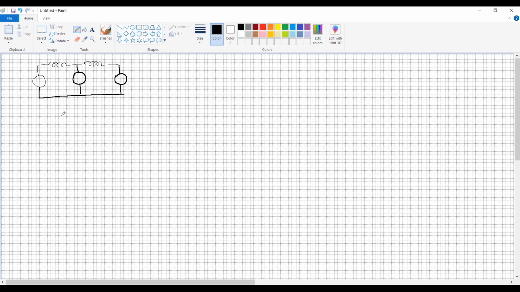By this, we found that without any compensation, the active power transferred by the two machine system is V squared upon X into sine delta. This is our P-delta curve. It will give the maximum power. This is the angle delta, this power is P, and this is the maximum power, say P maximum.